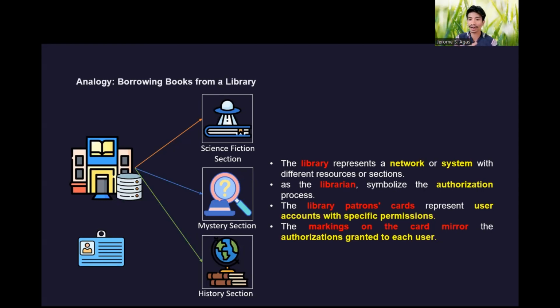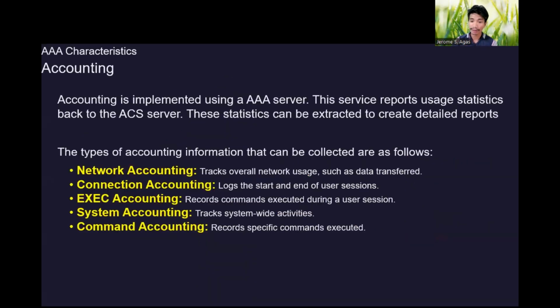So that's the analogy of borrowing books from the library, which is the use of authorization. Okay, so accounting. Let's proceed to accounting, and accounting is implemented using the AAA server. The service reports usage statistics back to the ACS server. The statistics can be extracted to create detailed reports.